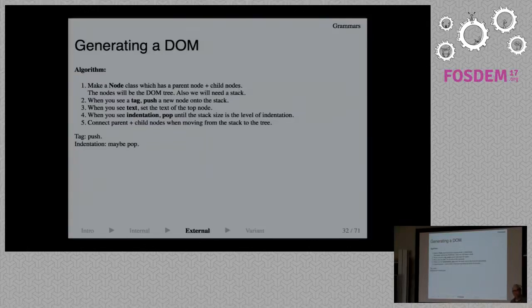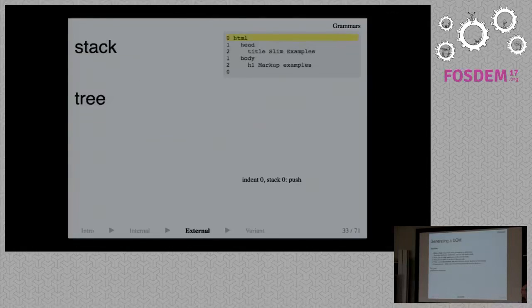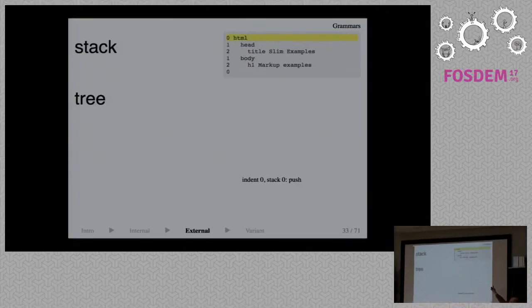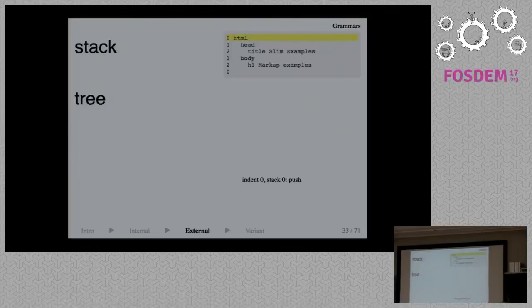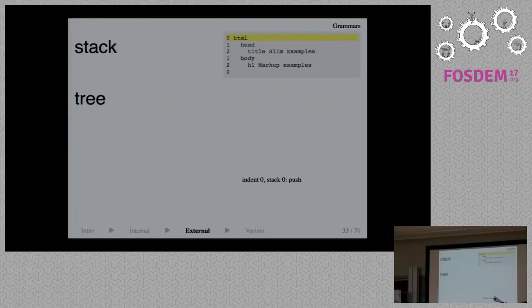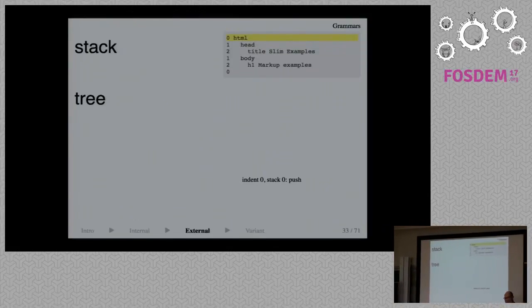Okay, this sounds a little confusing, so what we're going to do now is walk through an example of this algorithm at work before I show you the Perl 6 code to do it, so that you believe that it works. Here's the text on the right that we're parsing. The Slim text has HTML, head, title, body, and on the left we've got two things: a stack that we're going to push and pop from, and a tree that we're going to connect to when we hit indentation in the text on the right.